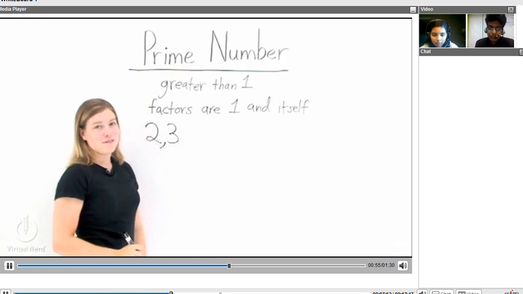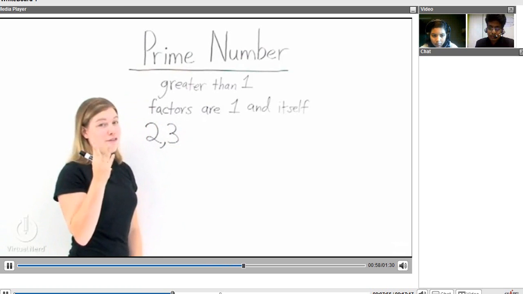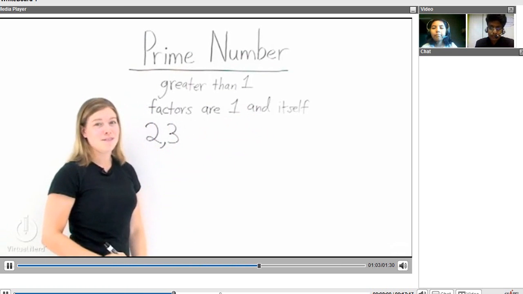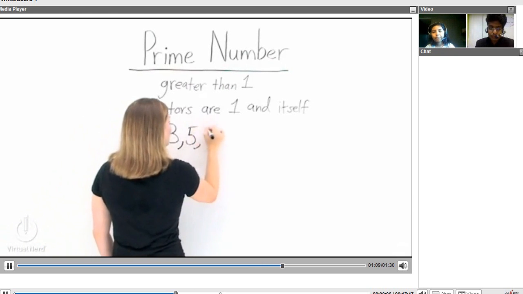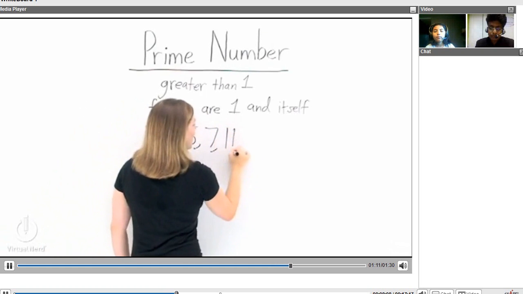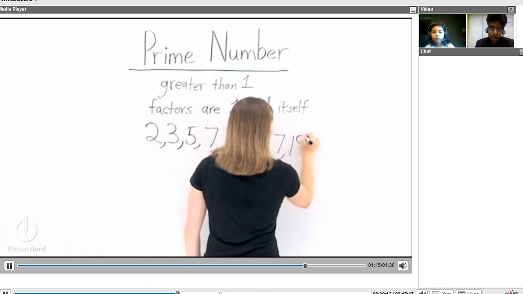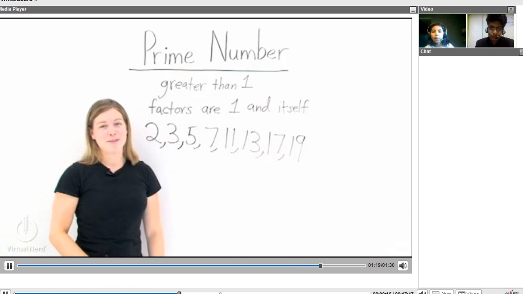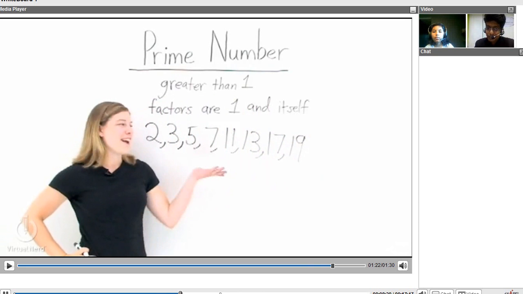What about 4? Nope. 4 has factors of 1, 2, and 4, not just 1 and 4. So 4 is not a prime number. What about 5? Yes, 5 is a prime number too. So is 7. So is 11. So is 13, 17, and 19. I could go on and on forever finding prime numbers for you, but you probably have other things to do.